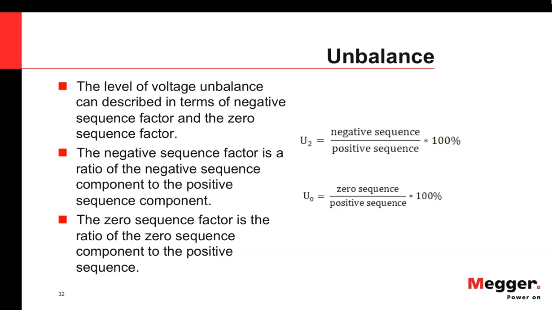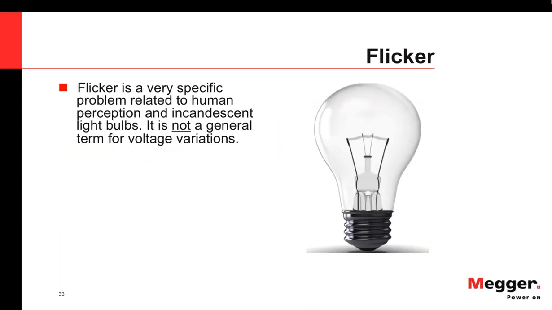And the way we look at it is as a sequence factor. We always compare it to the positive sequence. So if I have negative sequence unbalanced components, I'm going to compare it to the positive sequence and multiply it by 100. This is what's referred to when you look at your negative sequence factor. It's a percentage of the positive sequence. And the same with the zero sequence factor. It's a percentage of the positive sequence. So this is how we're looking at unbalance factors.